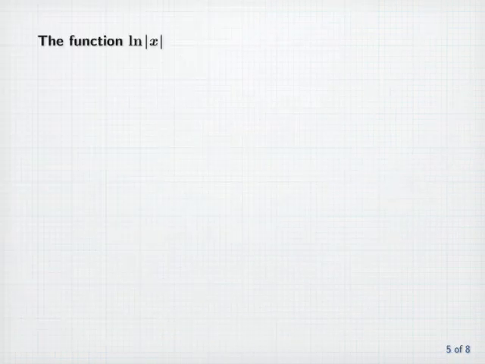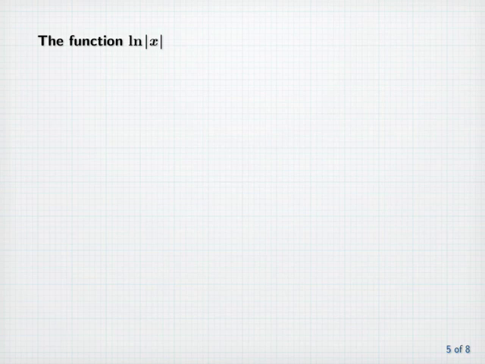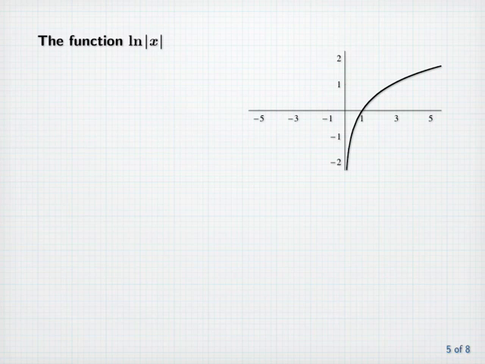The function natural log of the absolute value of x. By composing the natural log with the absolute value function, we obtain a function that is defined for all x not equal to 0. Here's the graph of the natural log of absolute value of x for positive x, which is the same as the graph of the natural log of x. For negative x, the graph is a mirror image of the graph of the natural log of x.